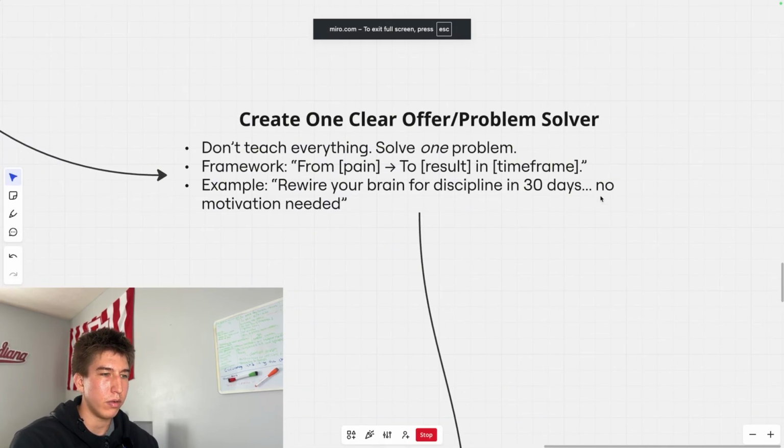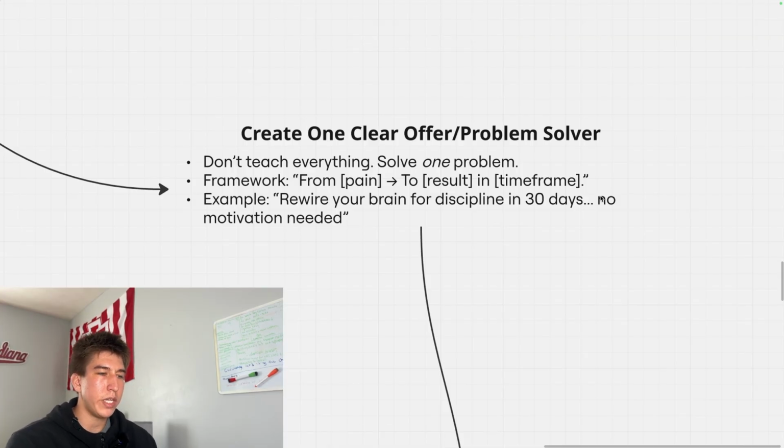Create one clear offer / problem solver. Don't teach everything. You need to solve one problem. So if that AI person was like, here's a guide on how to make money with AI. Here's a guide on how to use Sora 2. Here's a guide on how to use ChatGPT. Here's this, here's this, here's this. People are going to just get overwhelmed, right? And it's analysis paralysis. They're going to analyze all these different products that this person's selling and get confused.